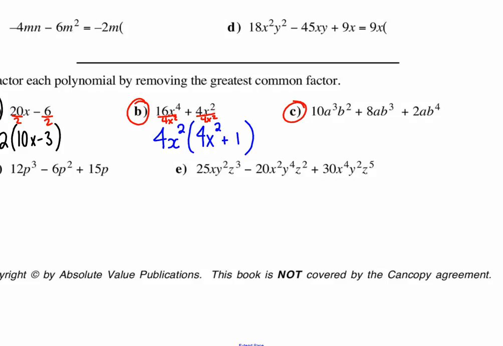Okay, so 10, 8, and 2. So 2. We can divide all of those by 2. Okay, a cubed, a and a, just a. B squared, b cubed, and b to the 4, b squared. So divide each by 2ab squared to figure out what is left over inside.